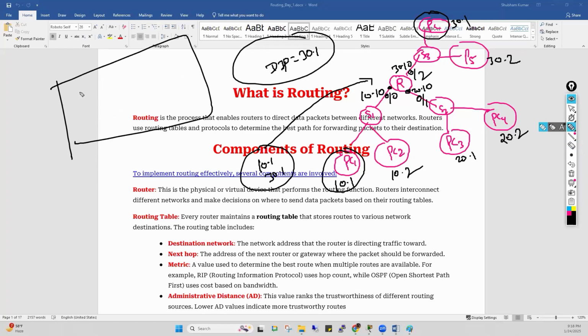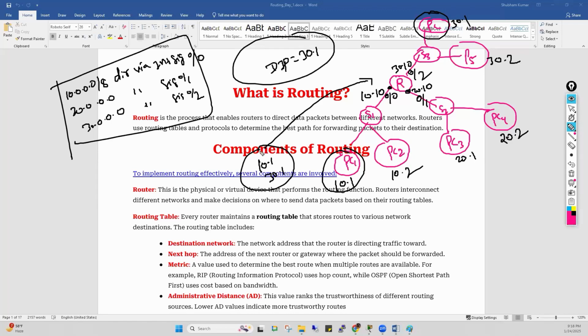you will find there are some entries. For example, the entry 10.0.0.0/8 directly connected by interface gig 0/0. Similarly, 20.0.0.0 directly connected by interface gig 0/1, and 30.0.0.0 directly connected by gig 0/2.